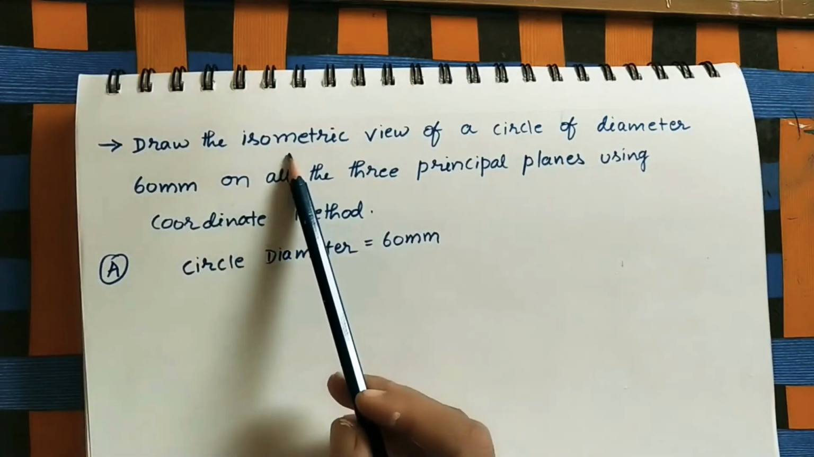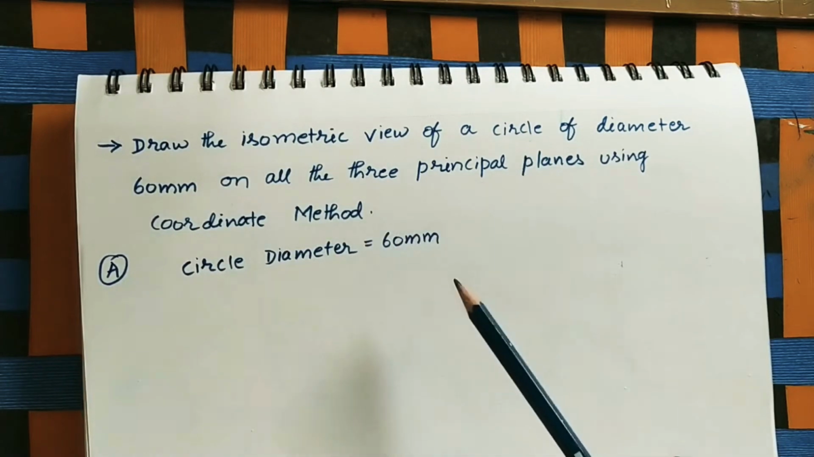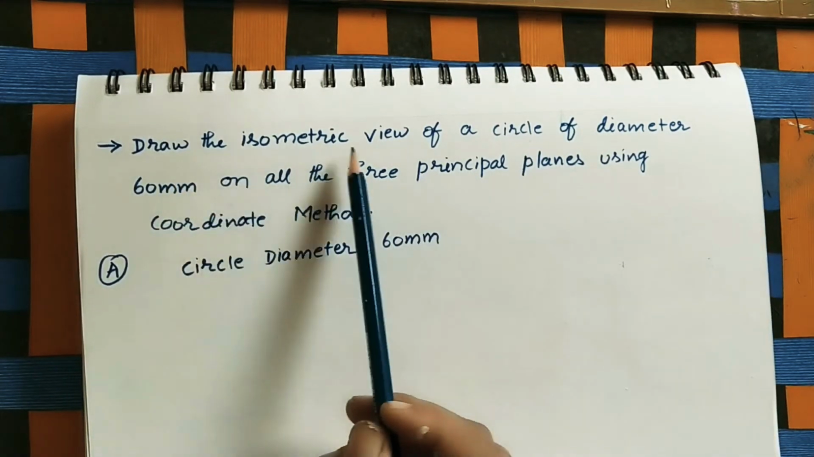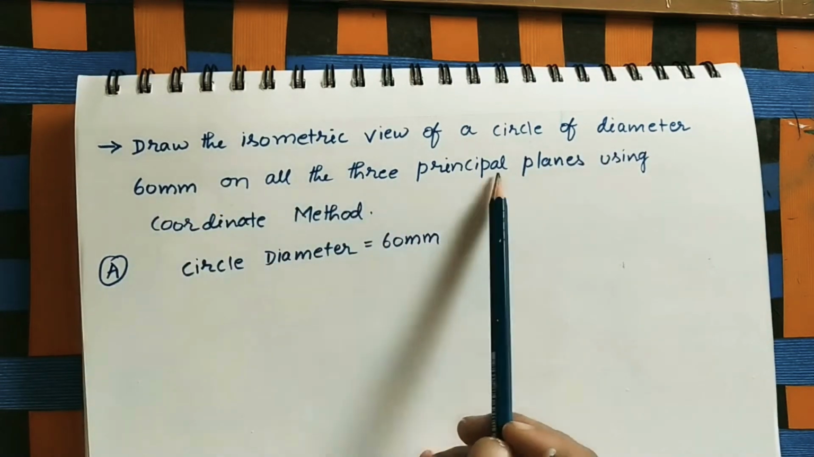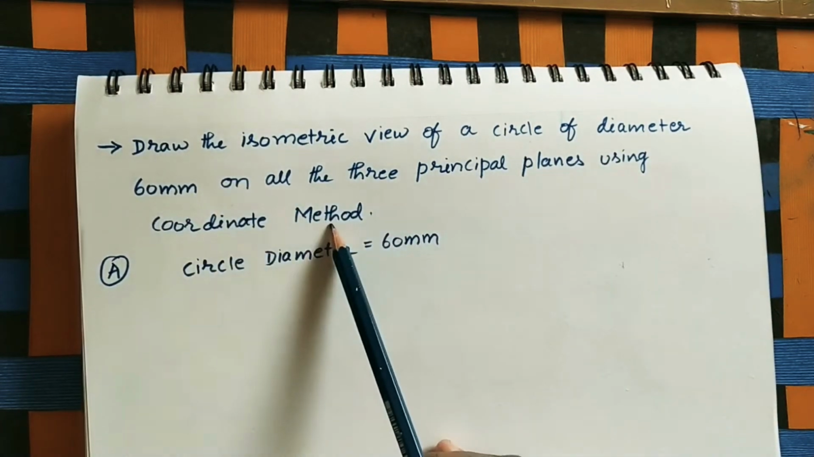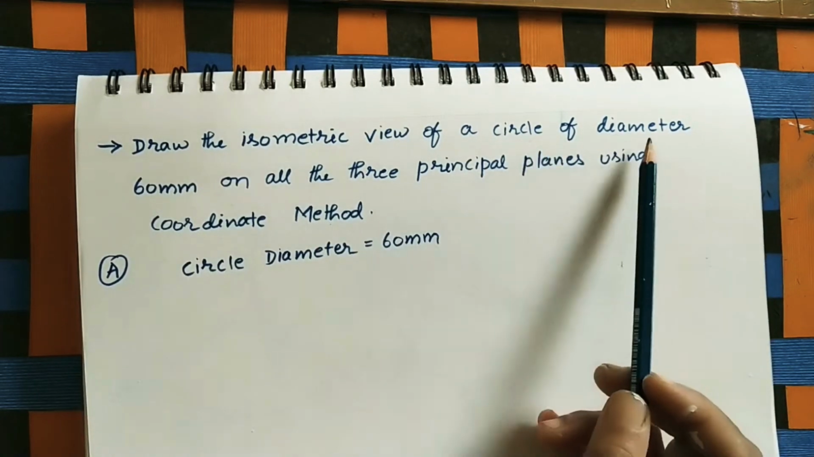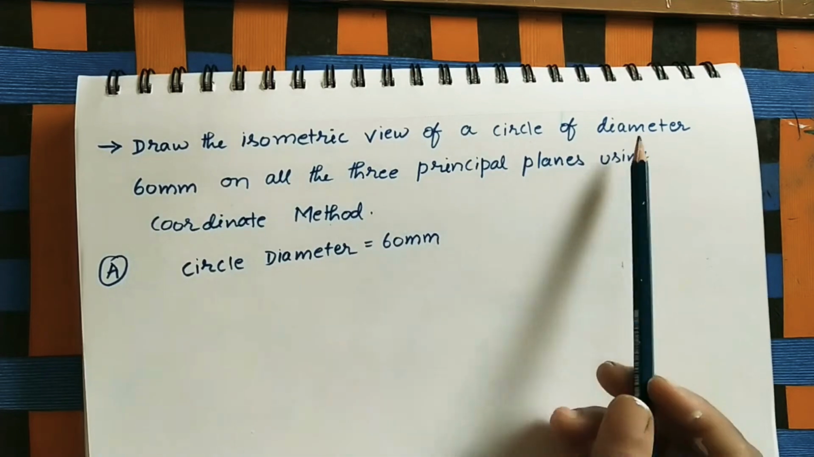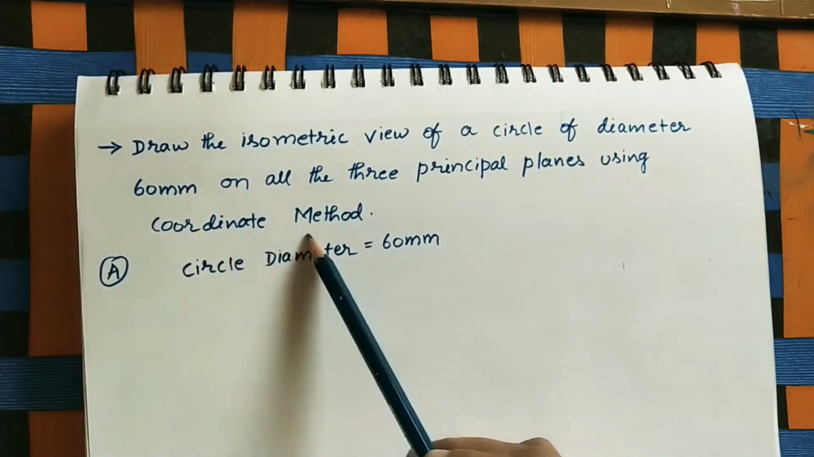Let us do the isometric view of the given circle, okay, by using the three principal planes. Let us take the given question. Draw the isometric view of a circle of diameter 60 mm on all the three principal planes using coordinate method. Here the given plane is circular plane, its diameter is 60 mm. Here I have written the given diameter. We have to do all the three isometric views by using the coordinate method.